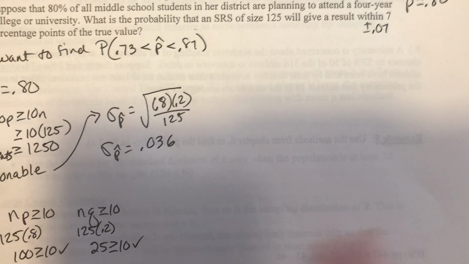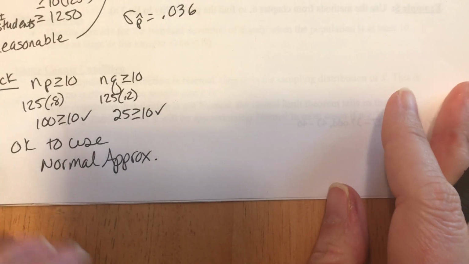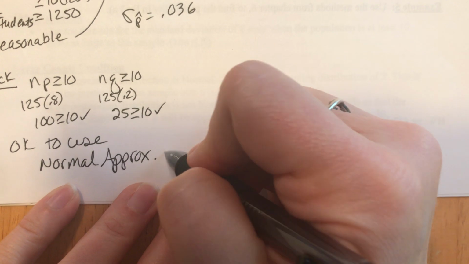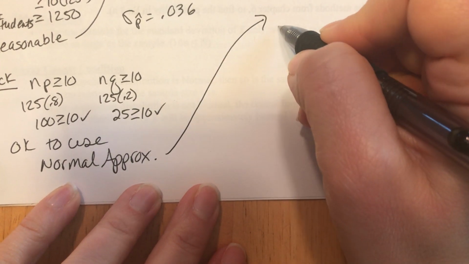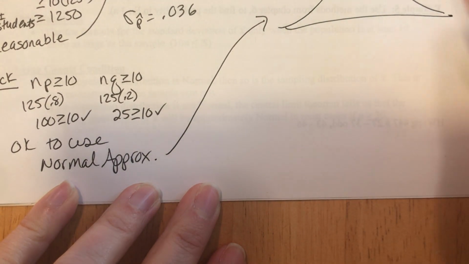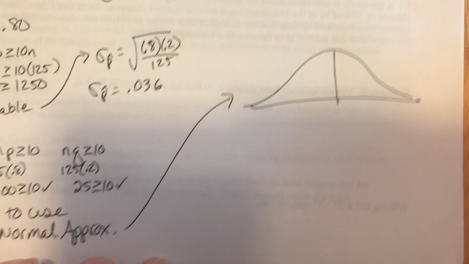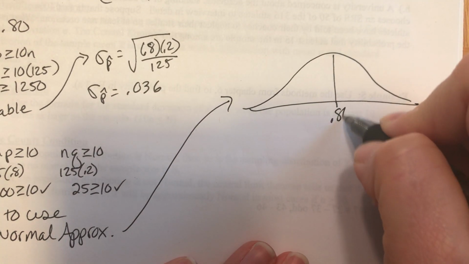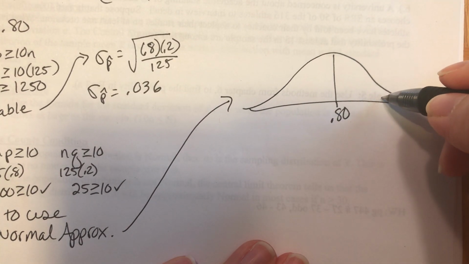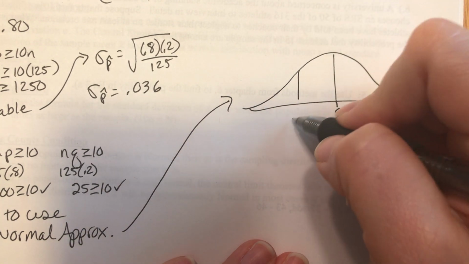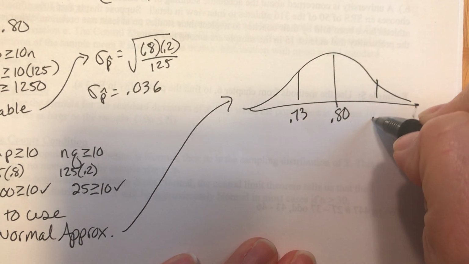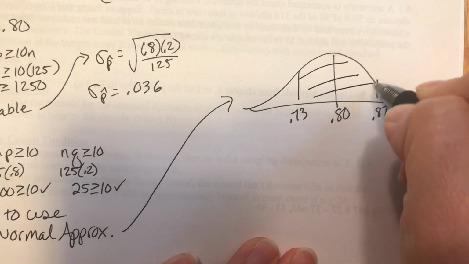So now that we know that, we can jump into the normal curve. What is our normal curve going to look like? In the middle goes the mean, which is 0.80. We want 7 points higher and 7 points lower. So that's where our 0.73 and 0.87 are going to lie.